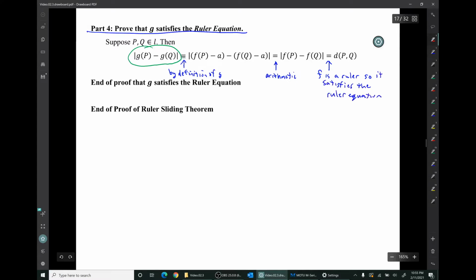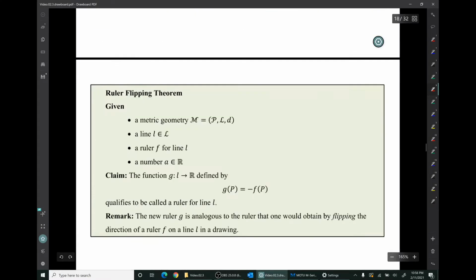So we end up with a long string of equalities that can be weaved together to give us the equation that we wanted. This green expression equals this red expression. That's the end of the proof of the ruler sliding theorem.